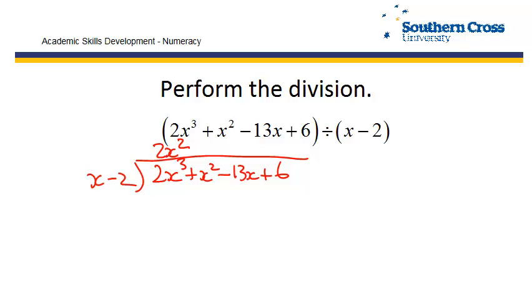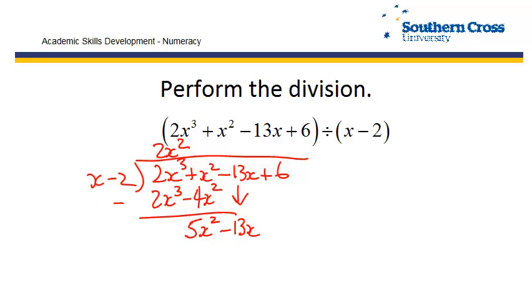2x squared. So 2x squared times x is 2x cubed. 2x squared times minus 2 is minus 4x squared. And we need to subtract. So our 2x cubes disappear, and we've got x squared take away negative 4x squared, which makes plus 4x squared, which is 5x squared altogether. Bring down the next term, which is minus 13x.